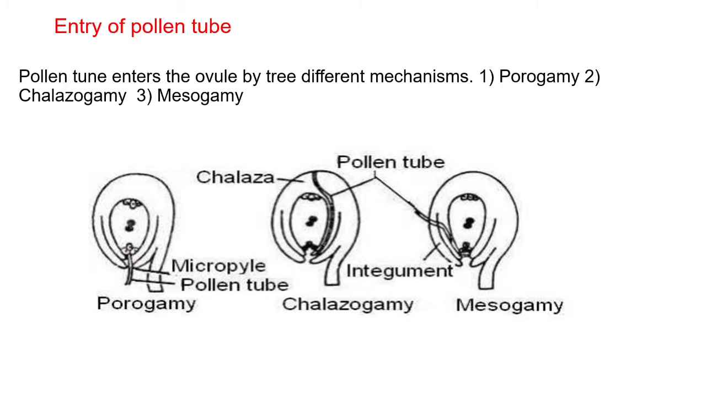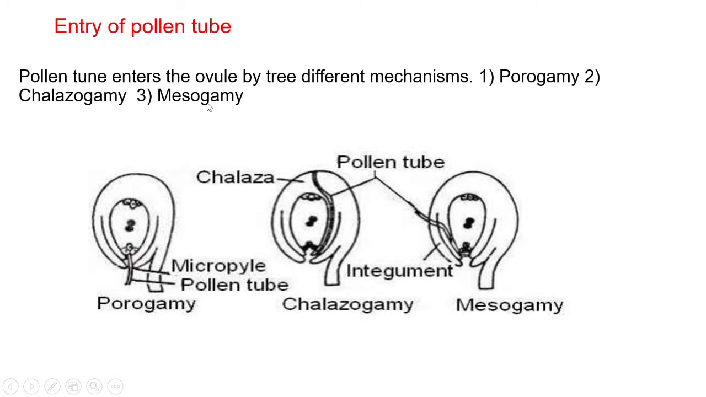The second factor is compatibility. Compatibility between the gametophyte and the style, sporophytic tissue also affects the rate of growth of the pollen tube. In compatible species, the rate of growth is rapid, while in incompatible species, the rate of growth is extremely poor. Now in this slide, there is the entry of pollen tubes.